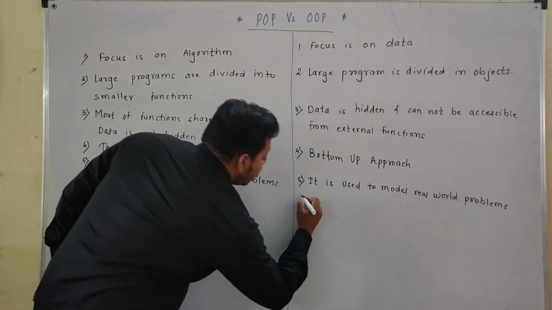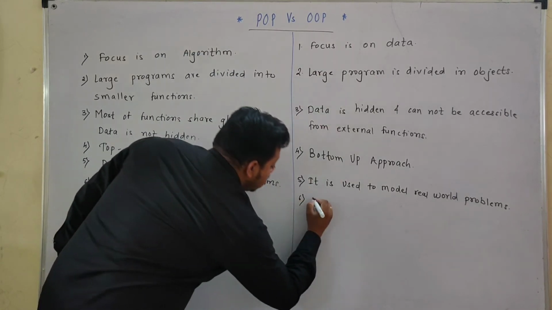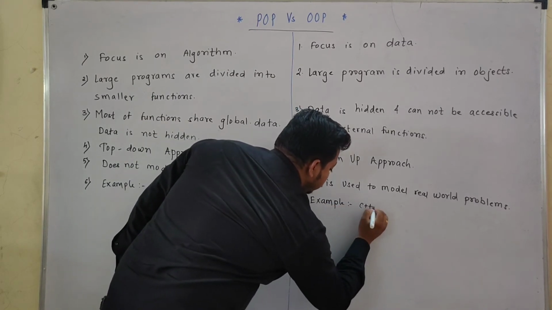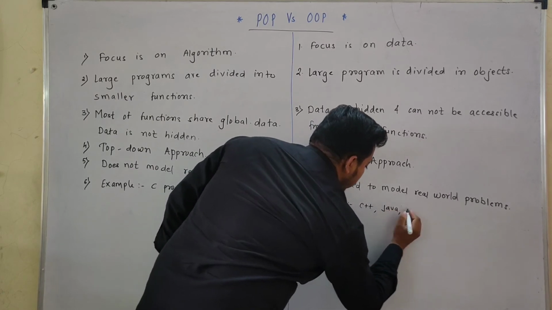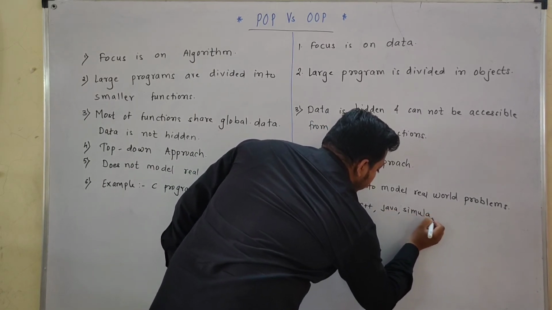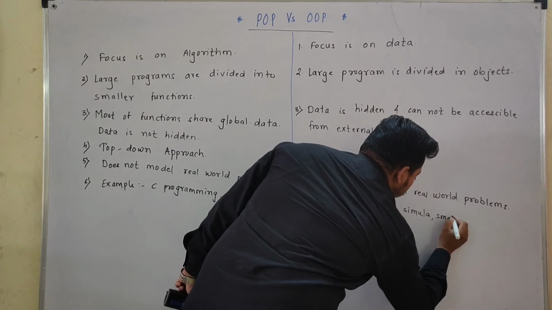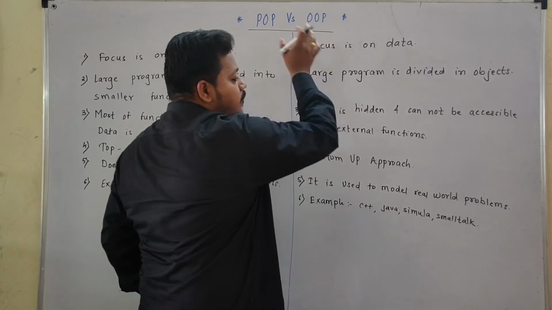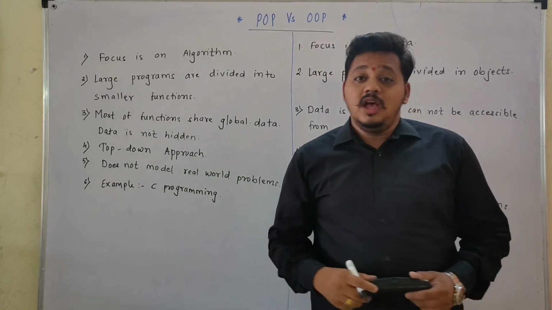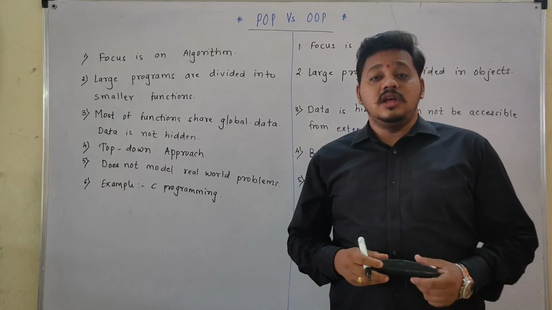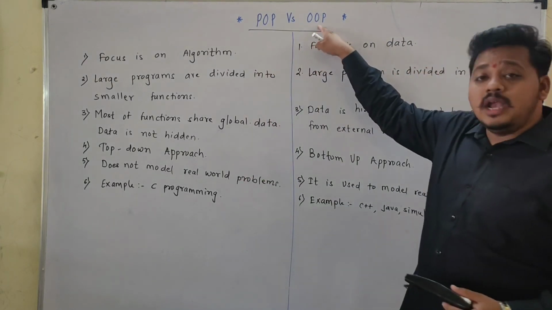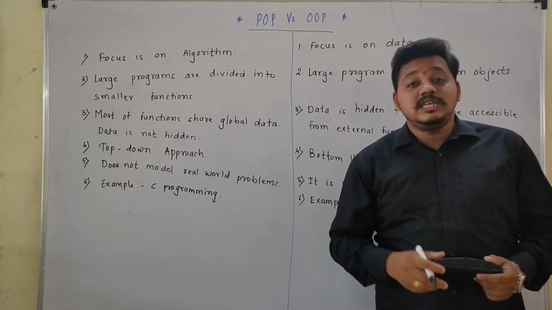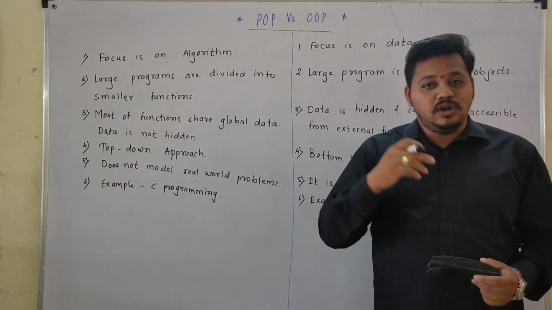Now the examples of object oriented programming are C++, Java, Simula, and Smalltalk. These are the examples of object oriented programming. But in this year, or in this semester, we are going to see object-oriented programming using C++. So here we are going to see the concepts of C++ in object-oriented programming.